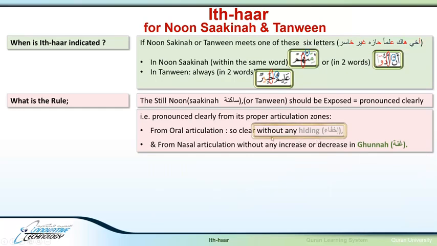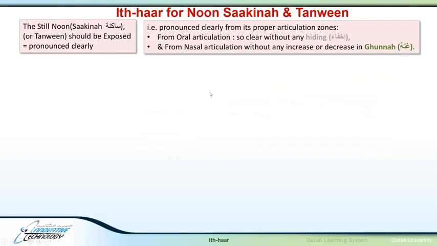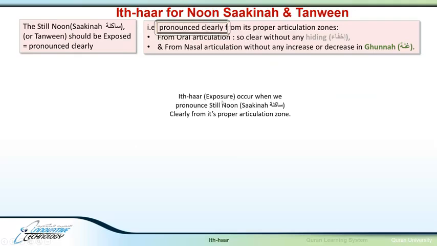We've mentioned that Ith'haar, exposure, is pronouncing the letter without hiding, and also without an increase or decrease in ghunnah. So we should pronounce the ghunnah with its natural nasal tone without exaggeration. Let's expose this definition with a bit more depth. Pronounced clearly means Ith'haar should occur when we pronounce the nun sakinah clearly from its proper articulation zone. Let's take an example, an'amta, a nun sakinah here followed by ayn, from the Fatiha: صراط الذين أنعمت عليهم.